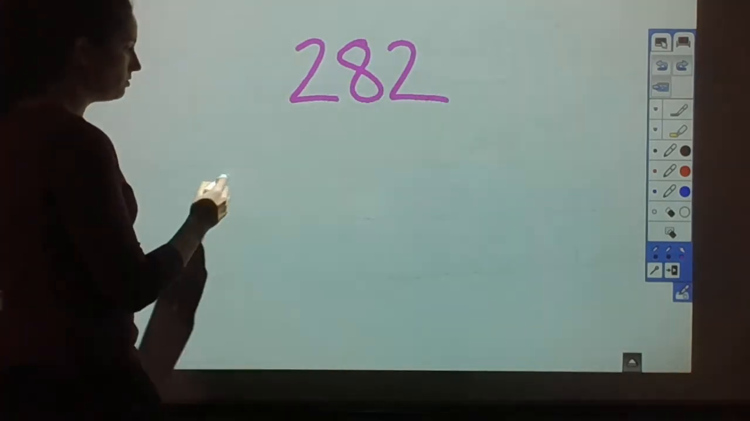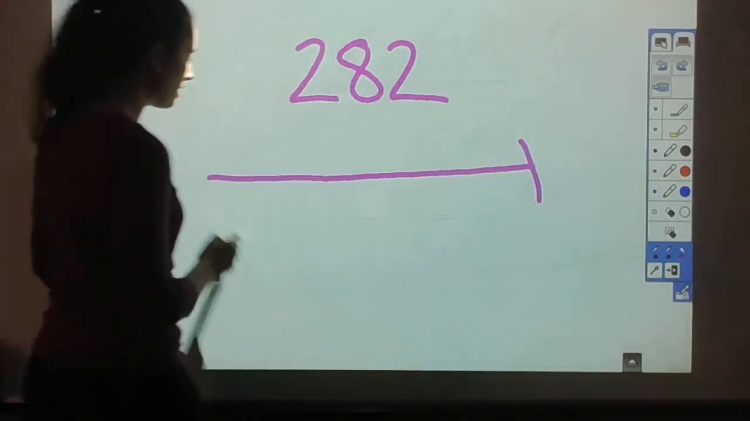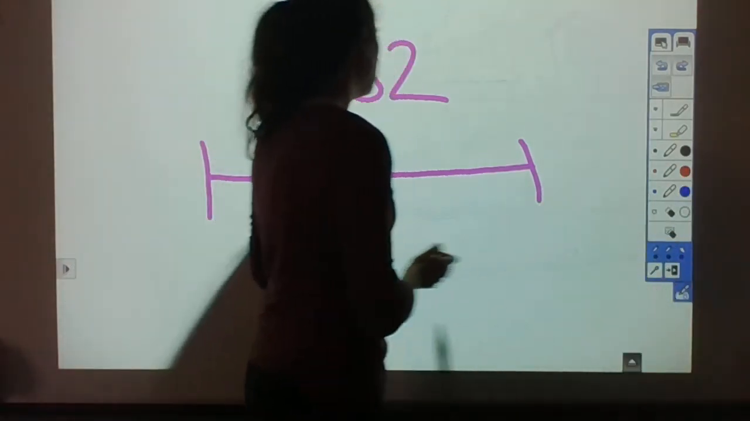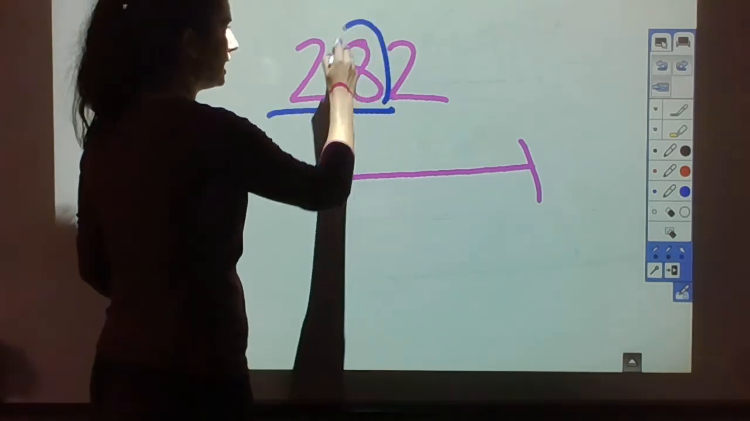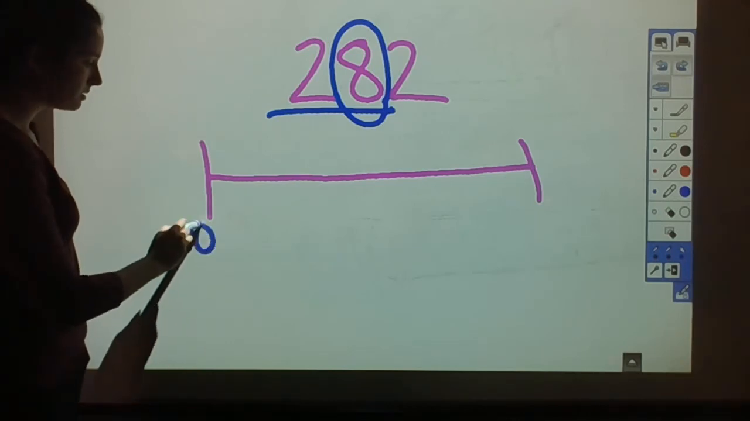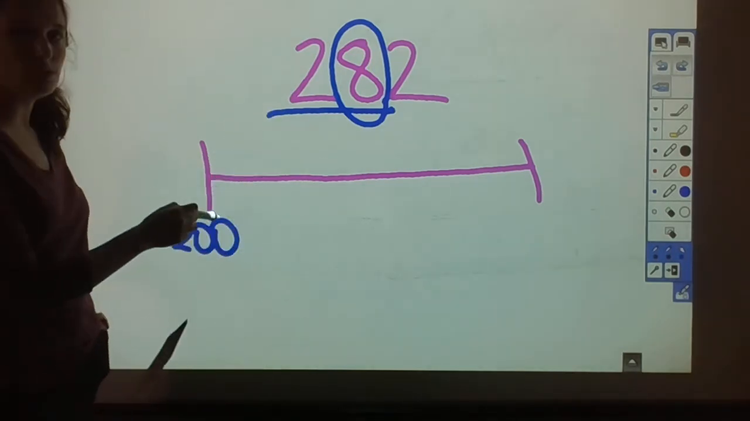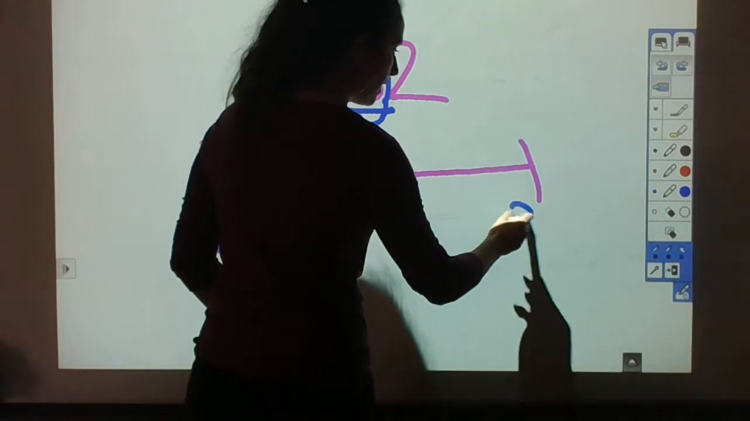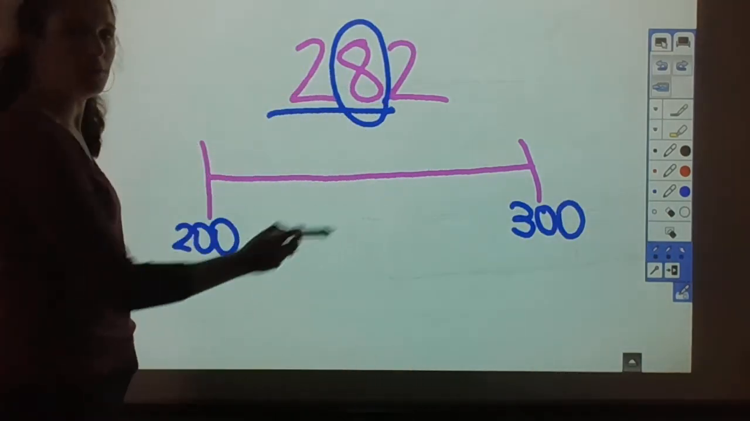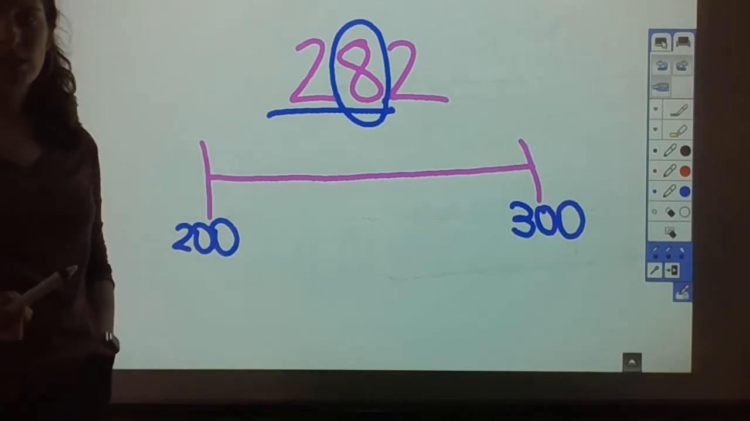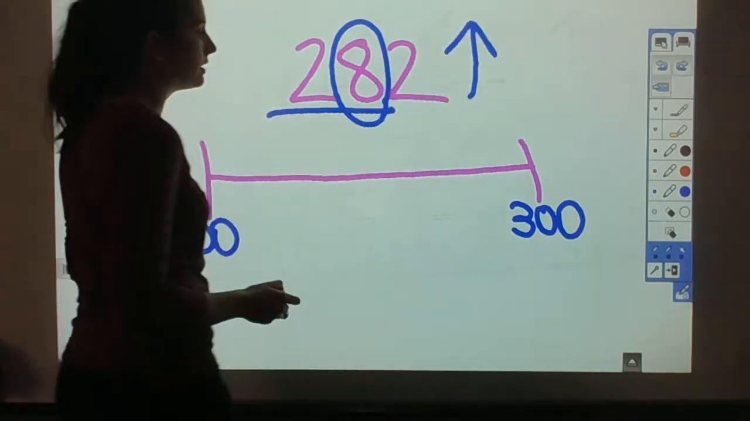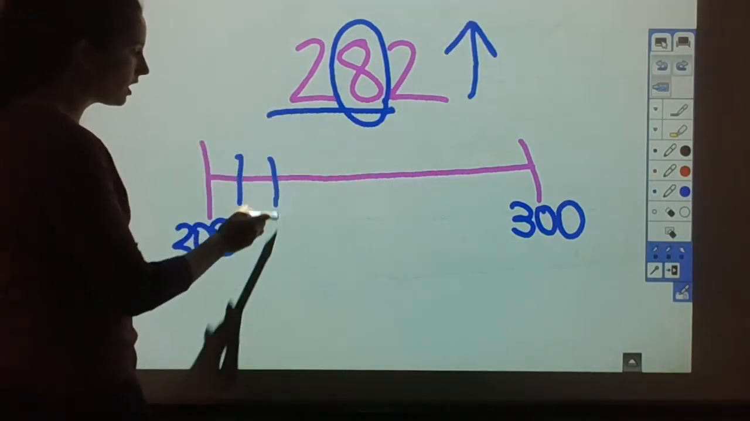Here we are, 282. Remember, when we're rounding to the nearest hundreds, we are worried about the number in the hundreds place and the tens place. My hundreds place says 2, so 200 is my first 100 that it could round down to. My next 100 that it could round up to is 300. We have to decide if it's going to round up or down by looking at the tens place. Okay, the tens place, I see an 8. I know 8 is going to round up. We have to show how on our number line.